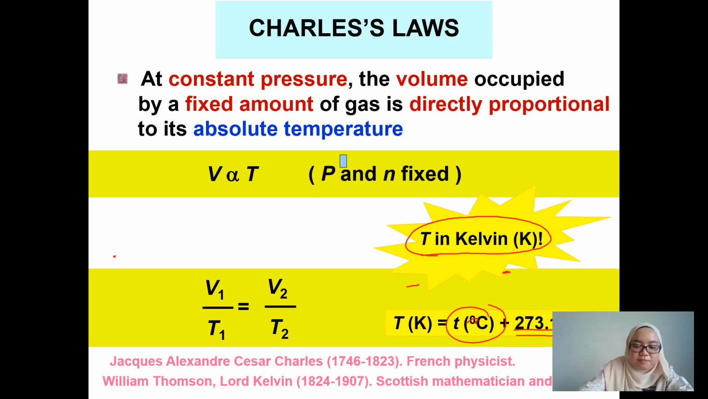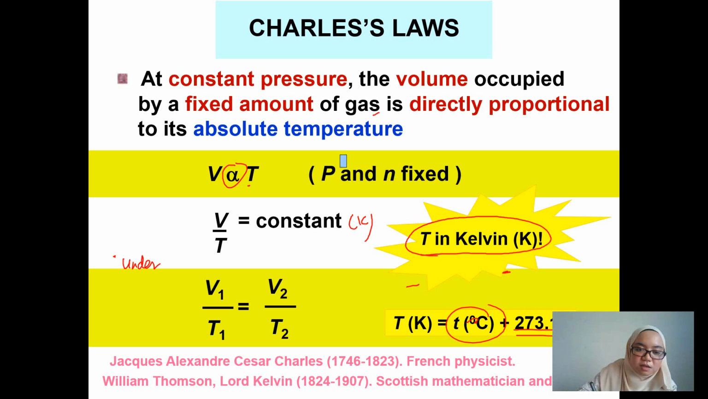Just like just now, this is the proportional constant. So when you convert this, it will become a constant k. So V over T equals k. Under two conditions, this is V1 over T1 equals V2 over T2, where this is the initial and this is the final.